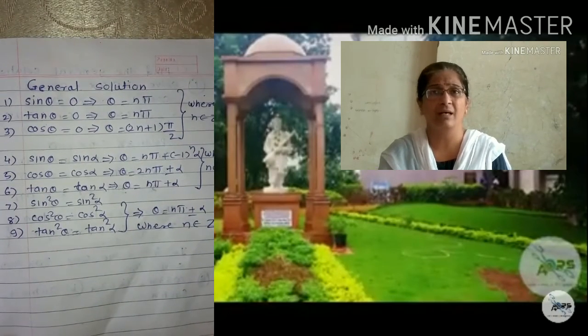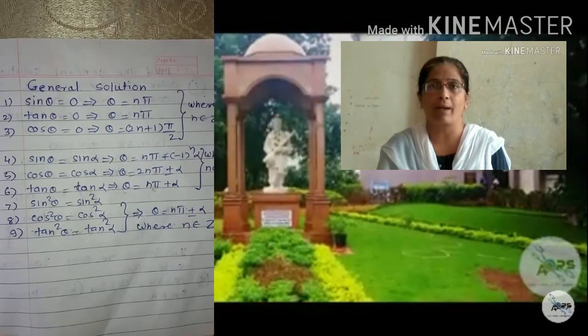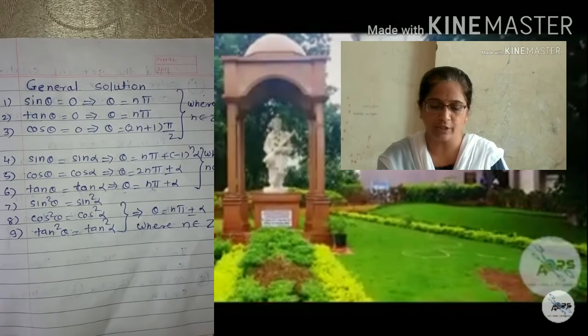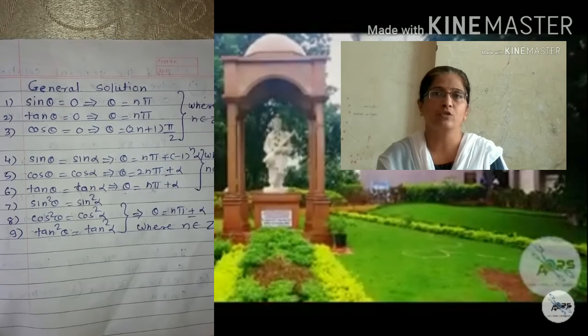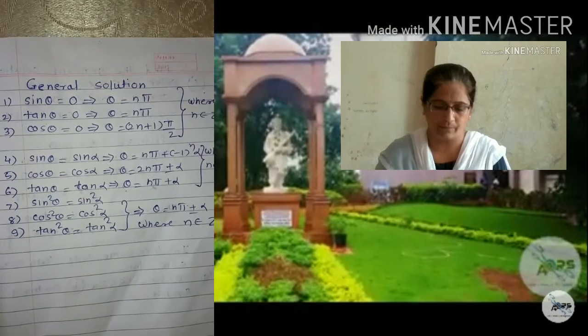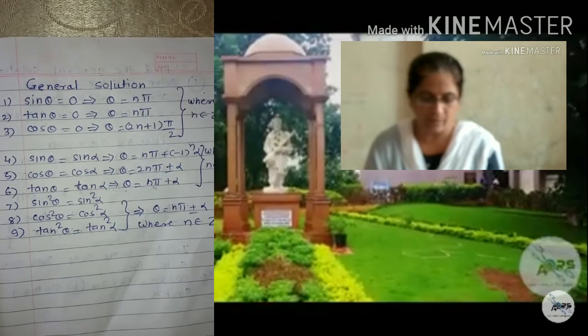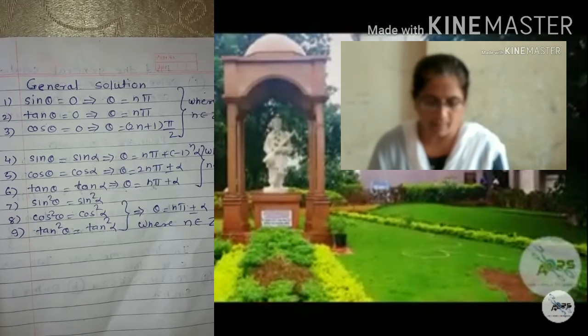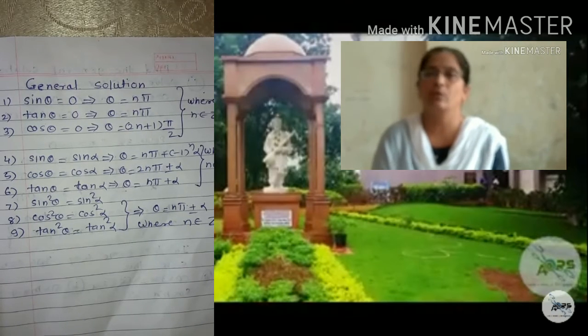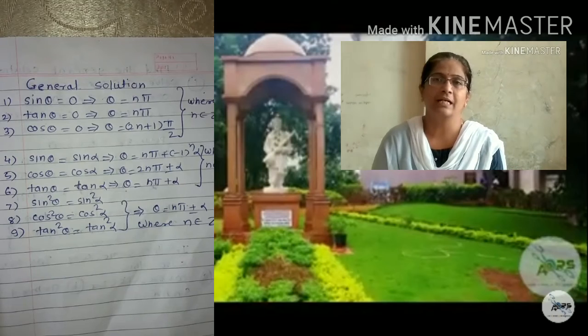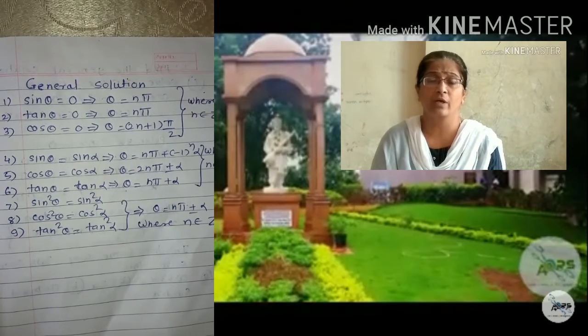Next, tan theta is equal to tan alpha implies theta equal to n pi plus alpha. If we are given the example tan theta equal to 1, here the value of alpha is pi by 4. Therefore the solution can be written as theta equal to n pi plus pi by 4.